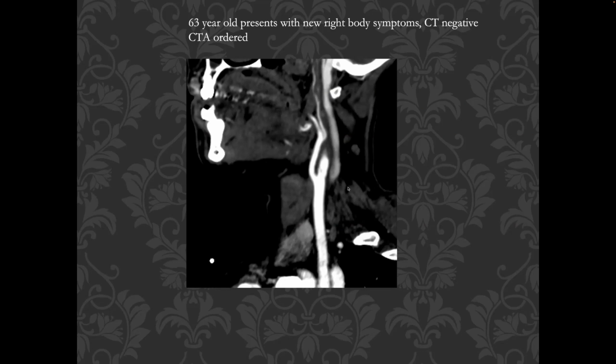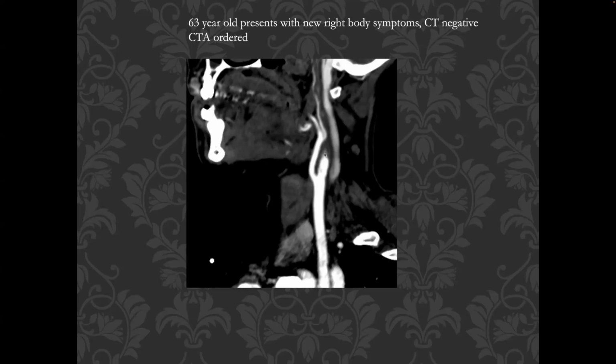This is a typical appearance of a carotid dissection. And this differs from a carotid stenosis in that the narrowing is away from the proximal ICA. And it has this tapering flame, or some people call it a rat tail appearance, if you have a little string coming out of it. But this is a typical appearance of a carotid dissection.